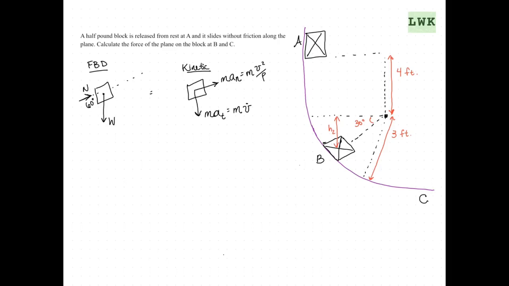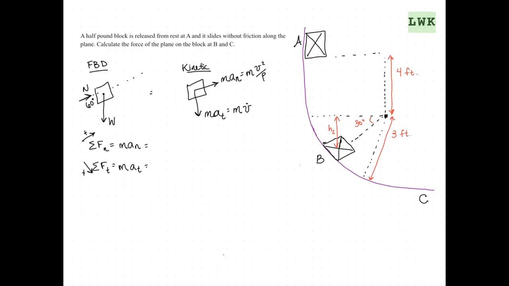So let's start now by analyzing B. So the sum of the forces in our normal direction is going to be equal to mass times our acceleration in the normal. We're going to assume here that here's our positive, and then we're also going to use this direction as our positive for our tangential calculations, which we'll write down here.